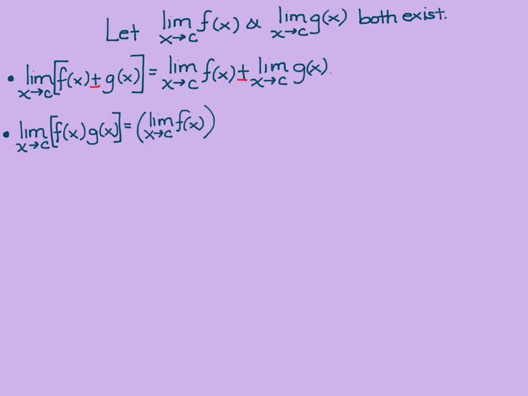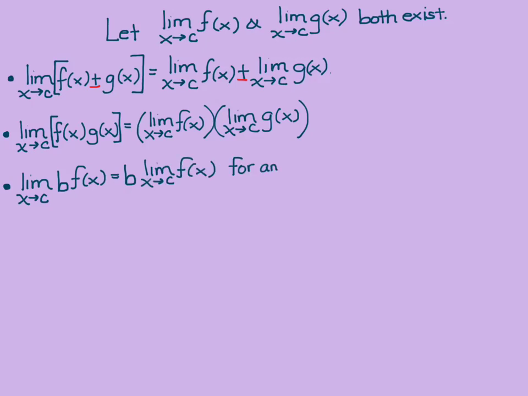We can also look at what's called the product law. This says the limit as x goes to c of f of x times g of x is the limit as x goes to c of f of x times the limit as x goes to c of g of x. In other words, the limit of the product is the product of the limits. Here we can look at the limit as x goes to c of a constant b times f of x, and that's going to equal b times the limit as x goes to c of f of x. So in other words, we can pull any constant out of the limit, as long as it doesn't have an x.